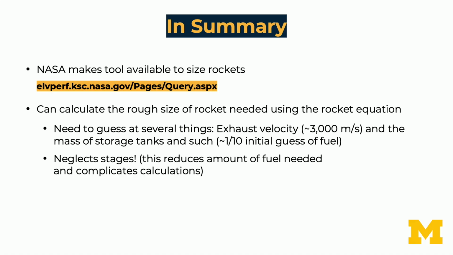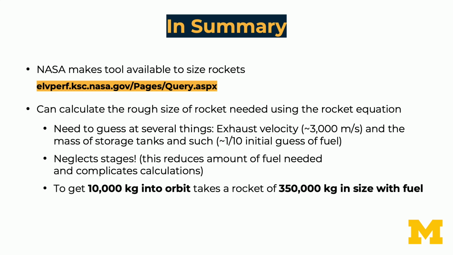This totally neglects stages, which would reduce the amount of fuel that we need also, but it makes our calculations quite complicated. So we just totally ignored stages. So this is very approximate, but it gives us a rough idea of how much mass it takes to actually get to orbit. To get 10,000 kilograms to orbit takes a rocket that's roughly 350,000 kilograms in size, using all of these rough approximations.